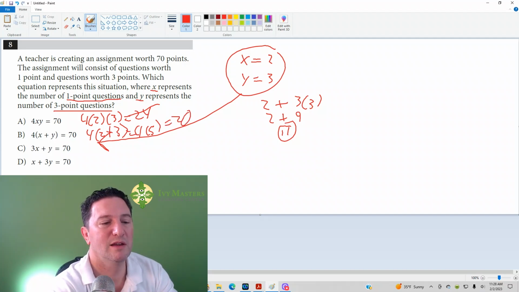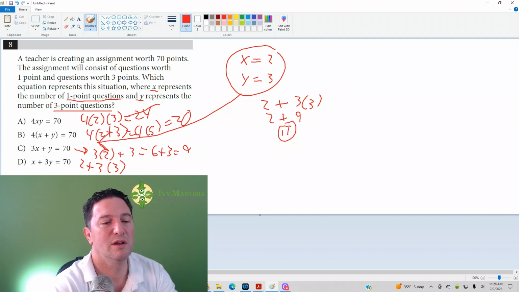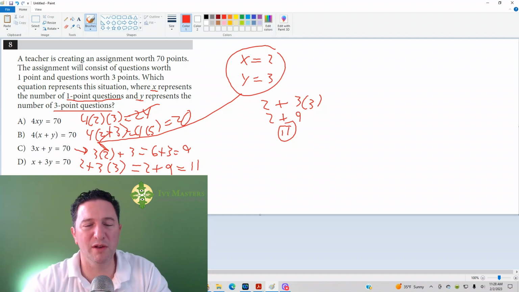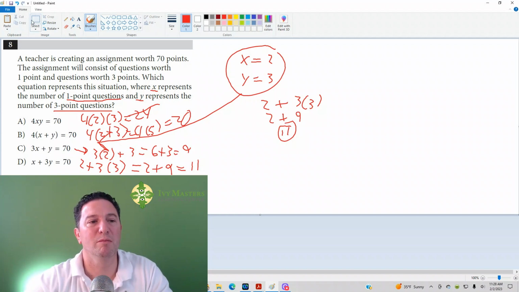That's not it. Answer choice C is probably the most common wrong answer here. 3 times 2 plus 3. And you get 6 plus 3. You get 9. That's not the answer. And then finally, 2 plus 3 times 3. And then you get 2 plus 9, and you get 11. Okay, so again, that's not perfect. We didn't even take into account the 70. But now we're going to see how we could do it.